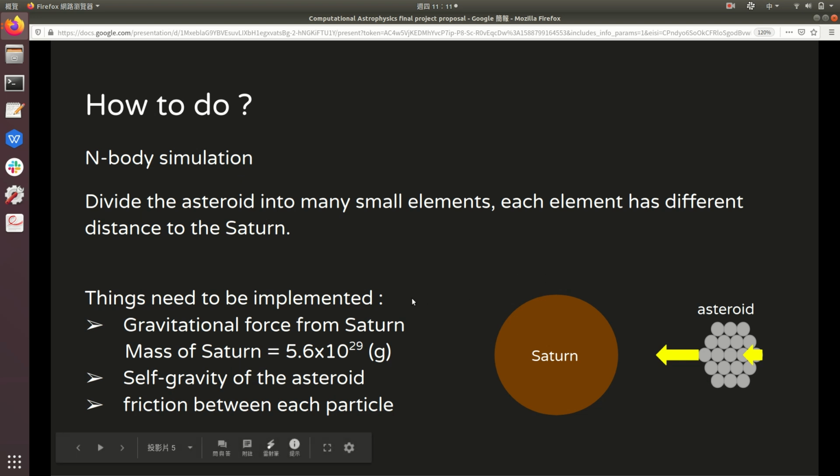And here are the things that I need to consider and implement in the simulation. So indeed, I need to consider the gravitational force from Saturn, and the mass of Saturn is equal to 5.6 times 10 to the 29th power in grams. And I will calculate the gravity coming from each element as well, and I will also include the friction between each particle. These two parts will prevent the asteroid from being stretched too easily.